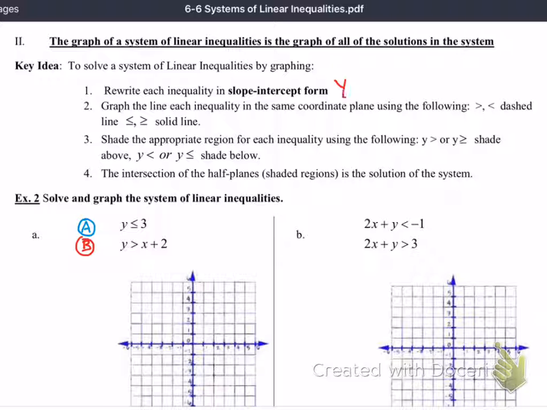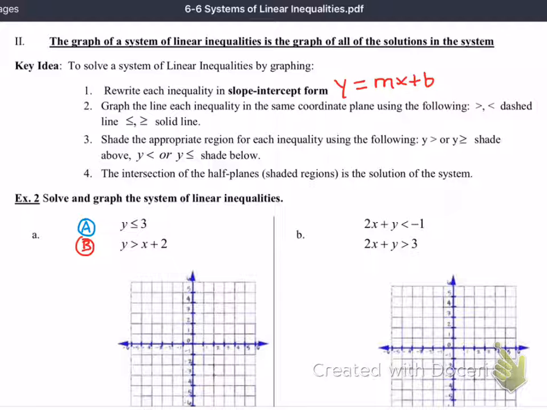Again, slope-intercept form is y equals mx plus b, in case you forgot that. And then we just have to do the same rules that we did in chapter 5, right? If there's an equal sign, there's a solid line. If there's no equal sign, then it's a dotted line. If y is greater than, then it's shaded above, and if y is less than, then it's shaded below.